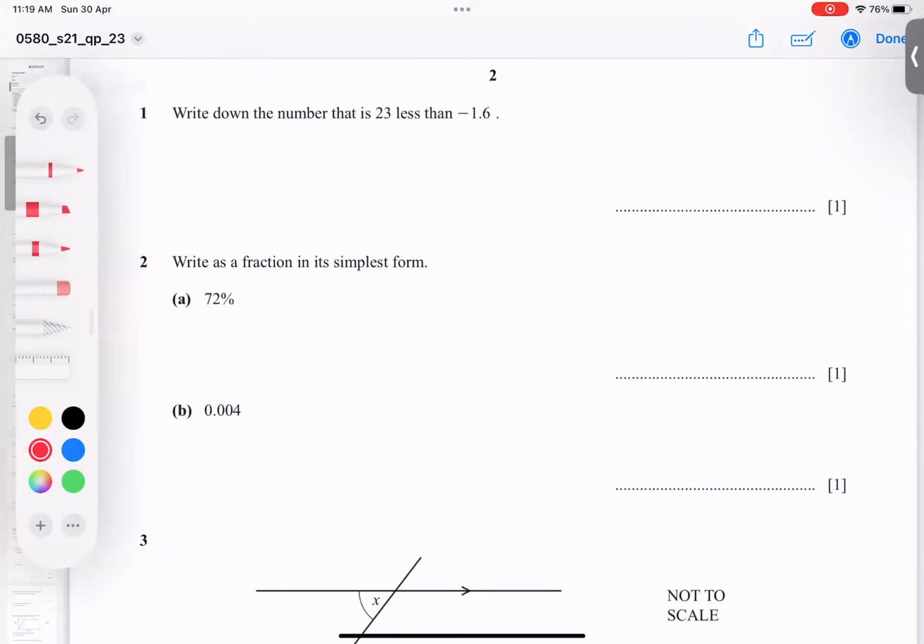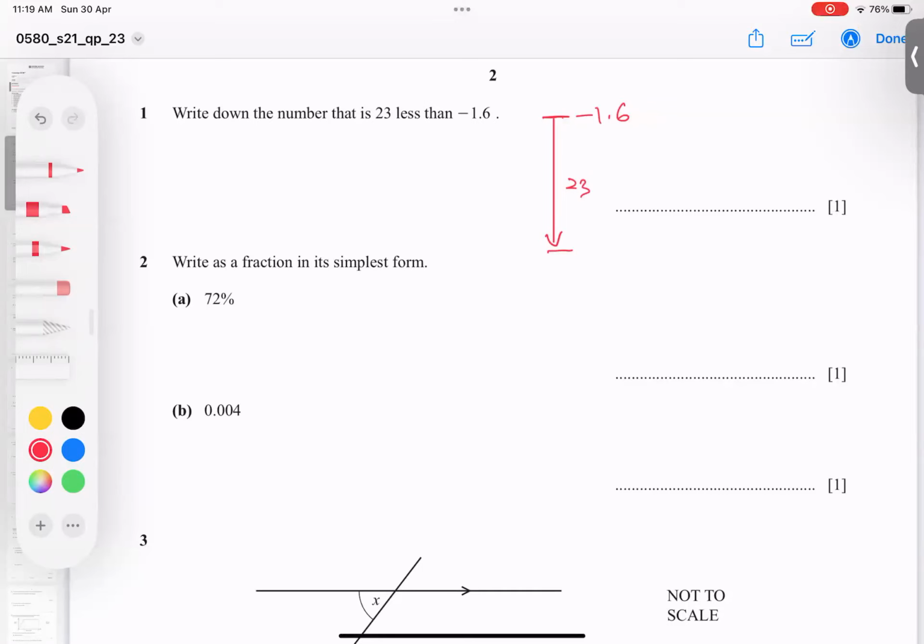Write down the number that is 2.3 less than minus 1.6. Okay, we can do it in two ways. For example, this is a number, negative 1.6. If I say more, then I will go up. If I say less, then I will go down. Going down is called minus, and going up is called plus. So from this value, you have to subtract. How much is the gap? This gap is going 2.3 down. Then what is this number?